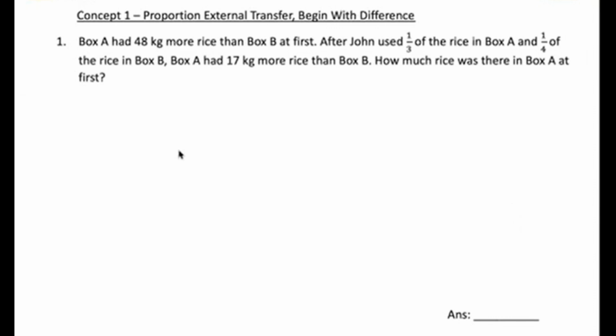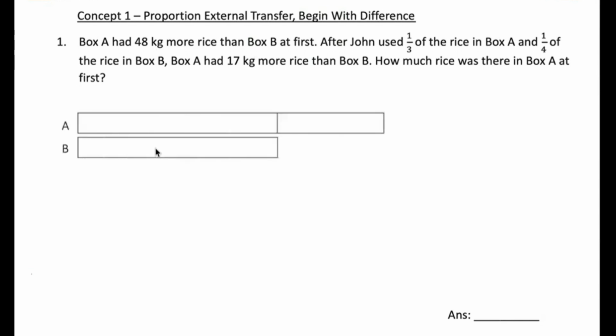Okay, so how do you identify it is a proportion external transfer with a difference? How do you identify that? First, the question begins with a difference. For example, box A had 48 kilogram more rice than box B. So this is a more than statement. It tells you you must first draw a model. Okay, so this is the first hint. It's a proportion external transfer beginning with a difference.